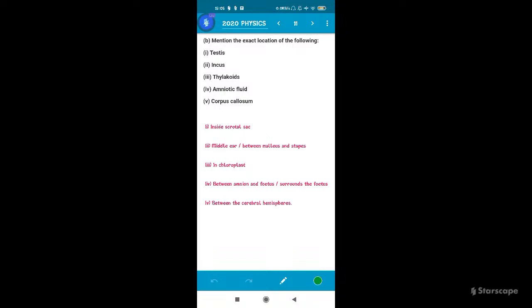Next is the amniotic fluid. This is also from the chapter reproduction. So amniotic fluid is present between the fetus and the amnion. The amnion is the covering around the fetus which protects it from mechanical injury. Or you can also write that amniotic fluid is a fluid which surrounds the fetus. That means it is present around the fetus. Both the answers are acceptable here also.